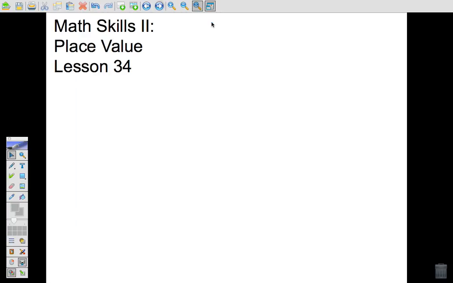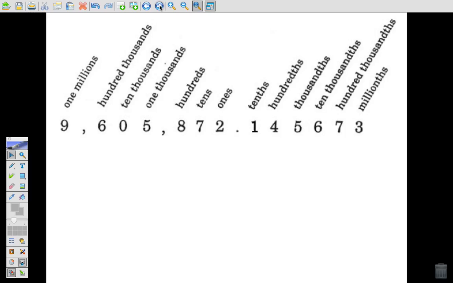Okay, we're going to talk about place value for lesson 34. We've talked about place value a little bit up to this point, but this is a good time to go into a little more detail, review it, or refresh your memory on place value. Now what I have here is a place value chart.